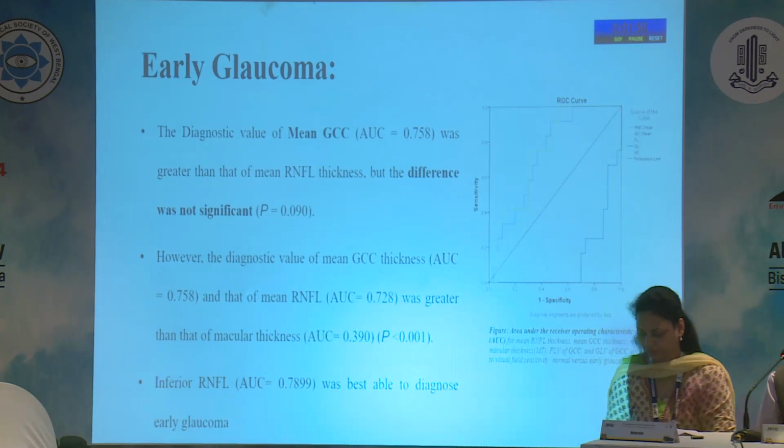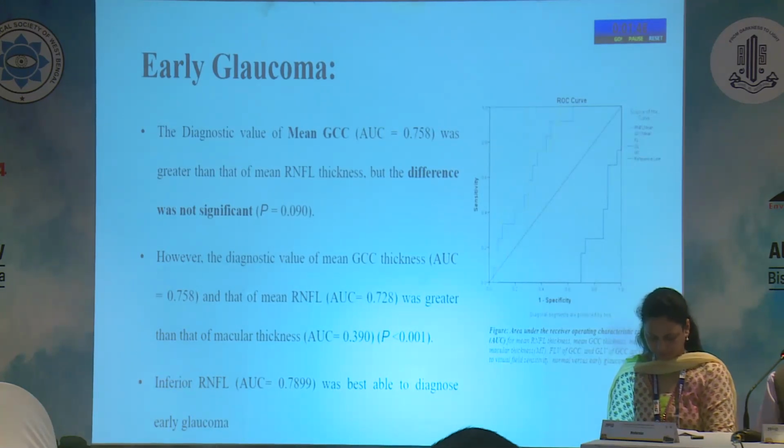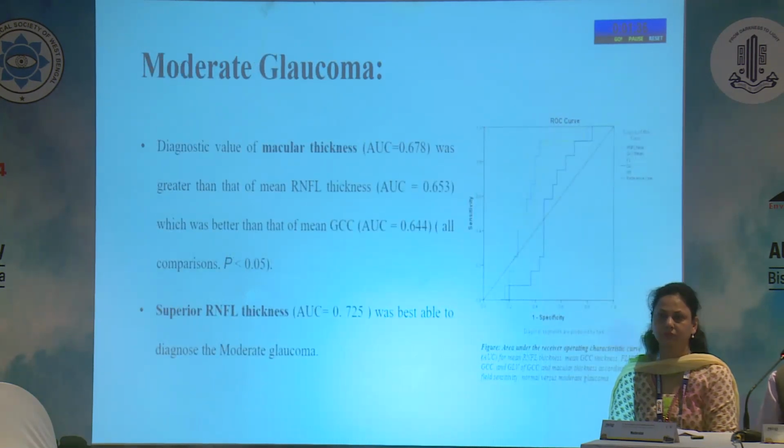While considering diagnostic values, in early glaucoma, the diagnostic value of mean GCC was greater than that of the mean RNFL, but the difference was not statistically significant. The diagnostic value of mean GCC and that of mean RNFL were greater than that of macular thickness. Inferior RNFL was best able to diagnose early glaucoma, while in moderate glaucoma, the diagnostic value of macular thickness was greater than that of the mean RNFL thickness, which was better than that of the mean GCC. Superior RNFL thickness was best able to diagnose moderate glaucoma.